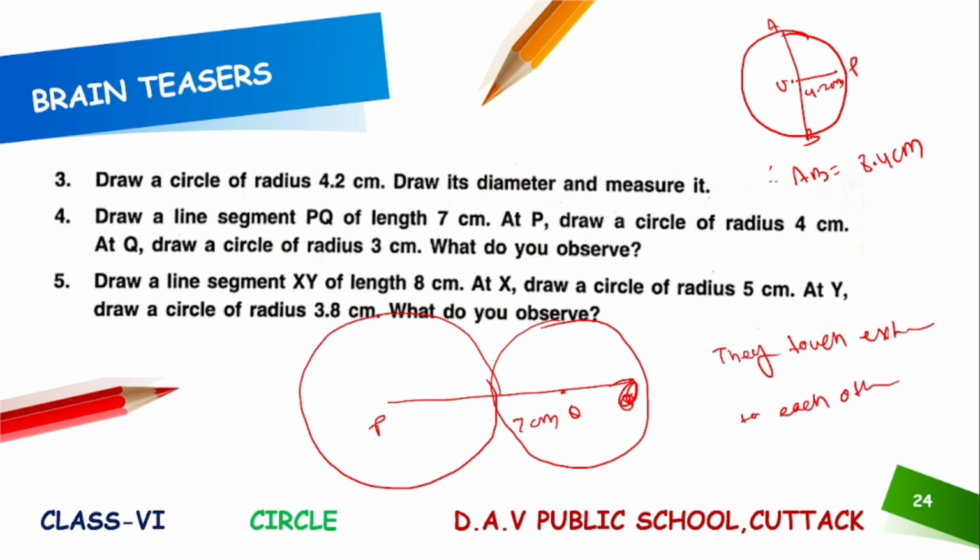Now draw the line segment XY, simply the same. Draw a line segment XY by using scale and pencil, 8 centimeter. At X, draw a circle of radius 5 centimeter. Now at Y, draw a circle of 3.8 centimeter. Now what do you observe? They intersect at 2 points, that is M and N. Understand? These are important questions 4 and 5.